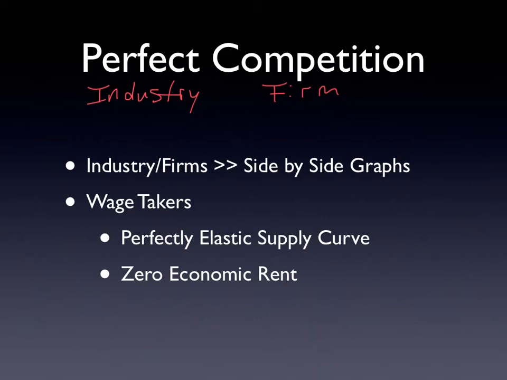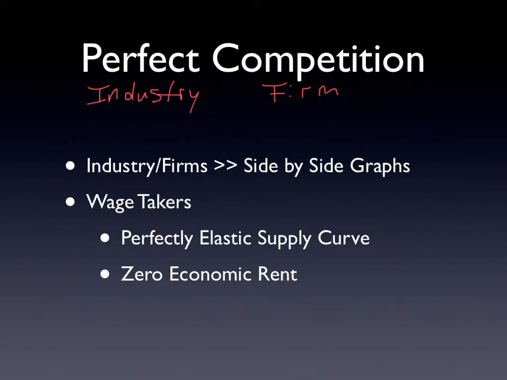That's an important phrase. The College Board likes to use that as sort of a code to let you know that they are talking about a perfectly competitive factor market when they say that a firm can hire as many workers as it likes at a wage rate of $15 an hour or whatever wage they happen to pick. So the perfectly competitive firms are wage takers, which means that there's a perfectly elastic supply curve.